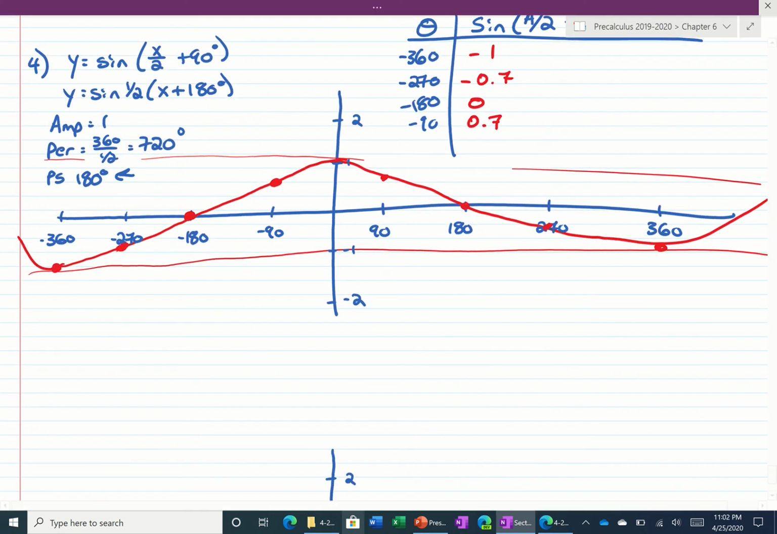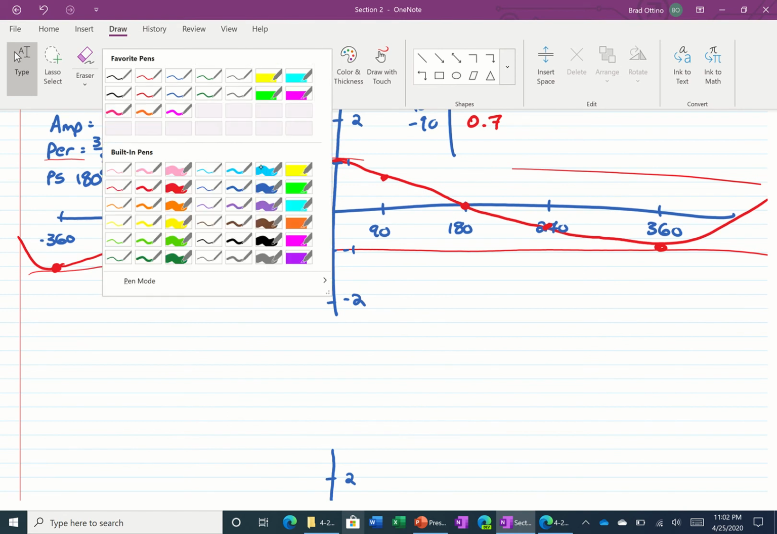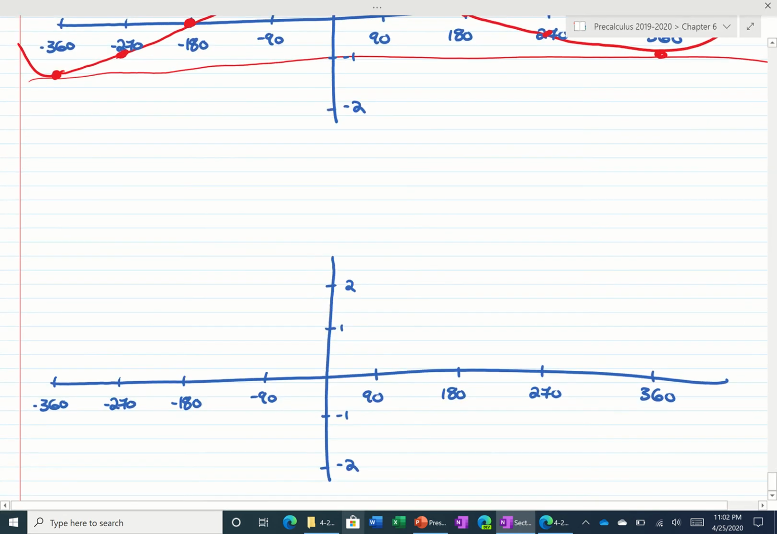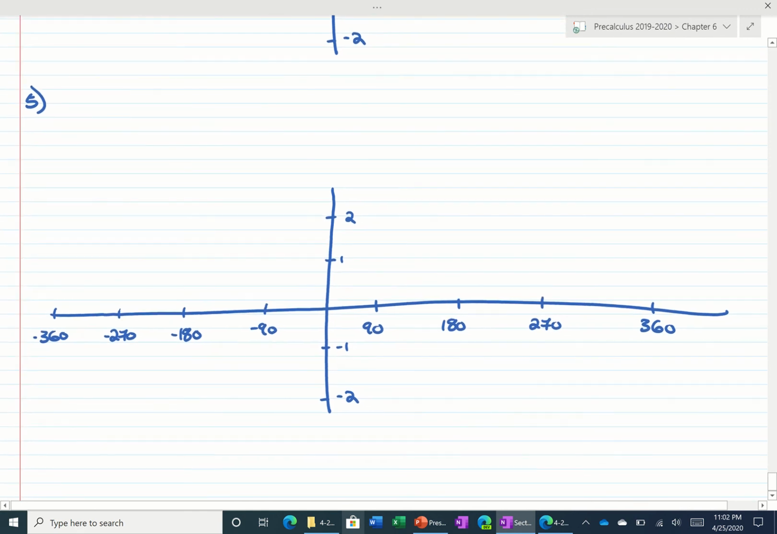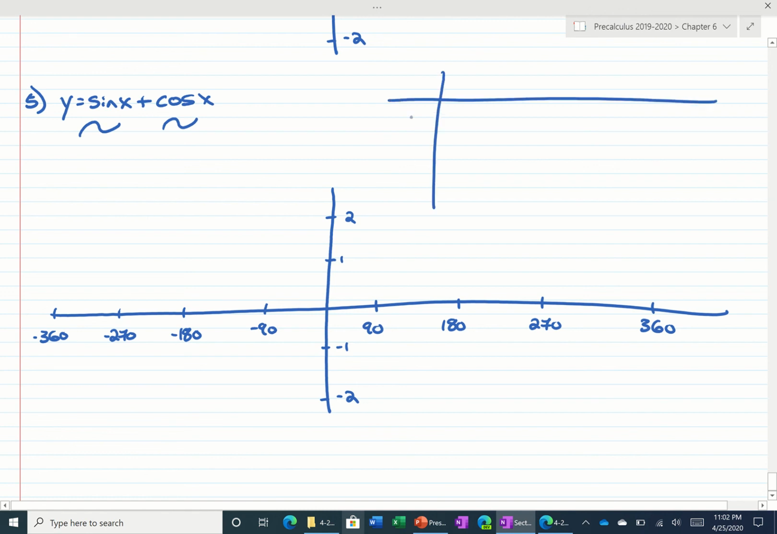Alright, last one. One more. I love this stuff. Actually, not really. You'll see, it's coming up. Section 7.2 is awesome. That's my favorite section. So y is equal to sine of x plus cosine of x. We had a similar one to this in the notes. And we said this is a wave, this is a wave. You combine two waves, you probably get another wave, right? So let's see what this looks like. We'll have to use our calculator. And let's see what happens.